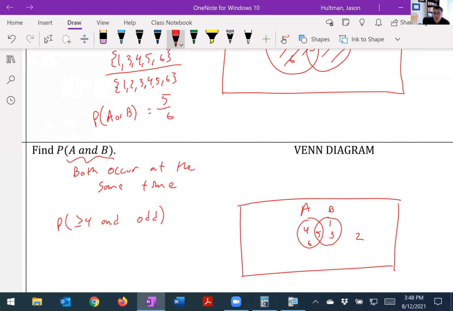And so we want it when both of them occur. Both criteria have to be met for the and. There's only one value that works here, and that's 5. So the event space that works is 5 over the sample space of 1, 2, 3, 4, 5, and 6. So there's 1 out of 6. The probability is 1/6.